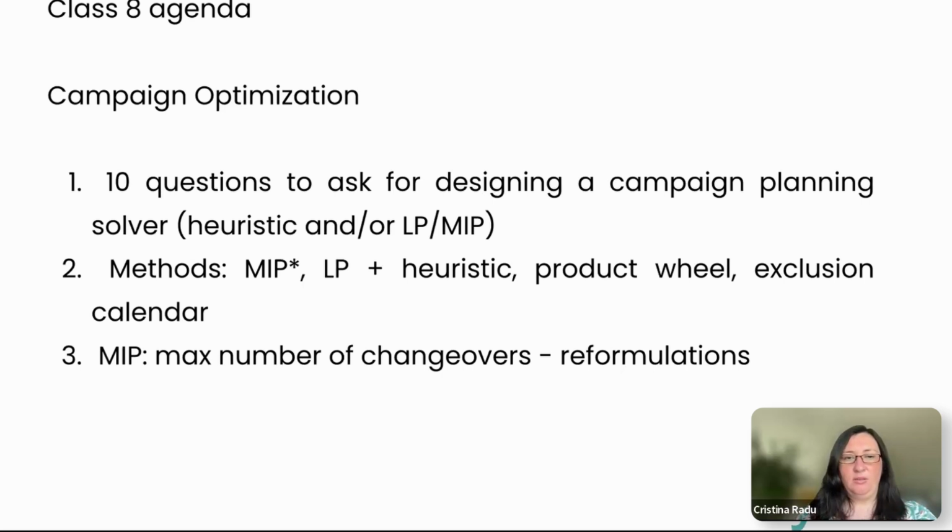And I'm mentioning here what the methods are. So one is the MIP, so using integers, which is the most costly in terms of performance. Then you can use an LP plus a heuristic, and this is very fast and very efficient. And there is another way that the clients can create a product wheel. So then you know the sequence in which you want to produce the products, and then you use the exclusion calendar to enforce this in the solver. And quickly, we're going to mention also if you need to model the maximum number of changeovers, how can you do that, especially in a context when you have campaign planning.